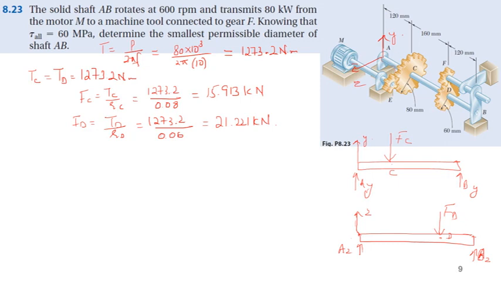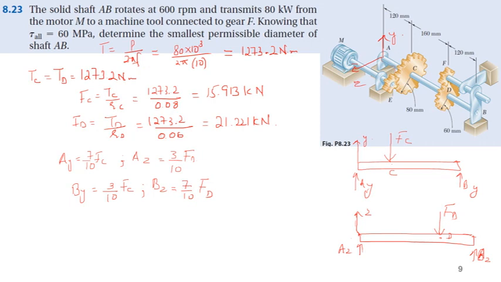But we have to find at which location we have maximum bending moment. First we have to find the reactions AY, AZ, BY, and BZ. You can apply the sum of forces considering both axes. If you calculate, AY will become roughly 7 by 10 FC, AZ will be 3 by 10 FT, BY will be 3 by 10 FC, and BZ will be 7 by 10 FD.